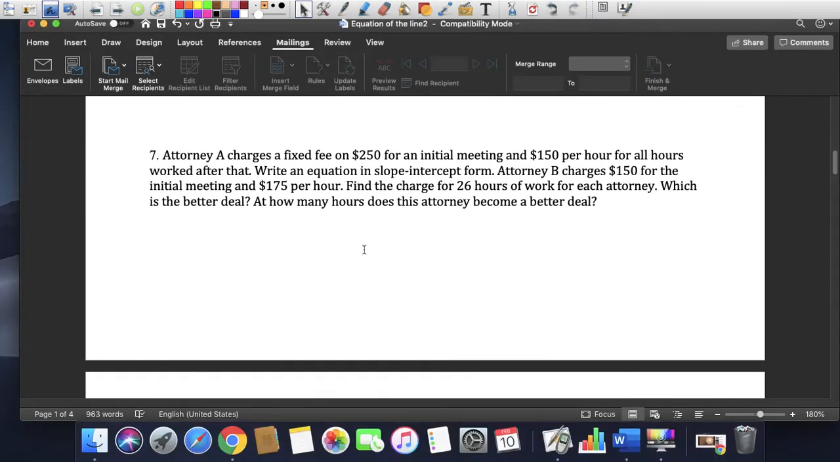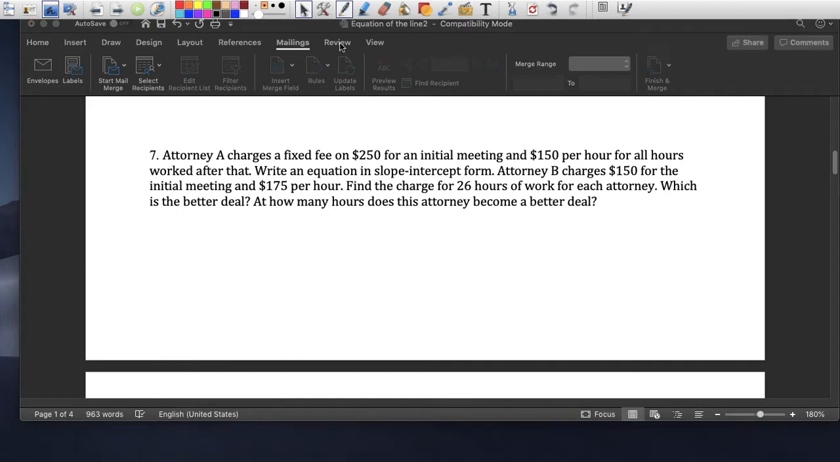C, there are 2 attorneys. I'm going to cross out this question, because I don't know what it means. Okay, so we have 2 attorneys. Attorney A charges $250 and then $150 per hour. So $250 would be my y-intercept, and he does 150x per hour.